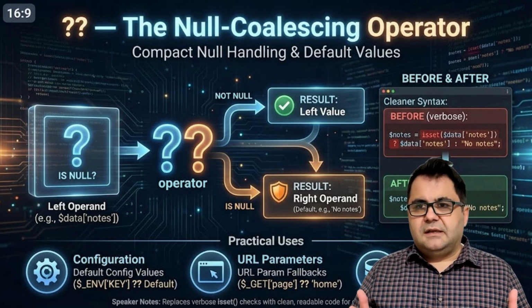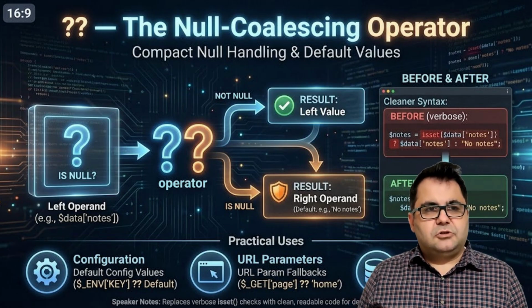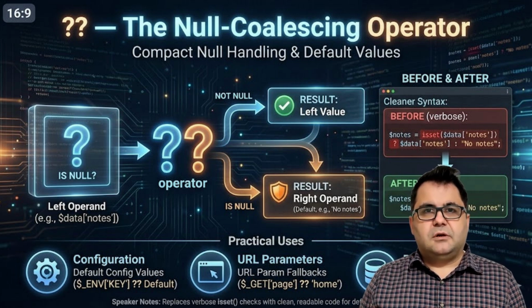The assignment variant, ??=, sets a value only if it's currently null, perfect for initializing configuration. This operator eliminates a huge amount of boilerplate null checking code.